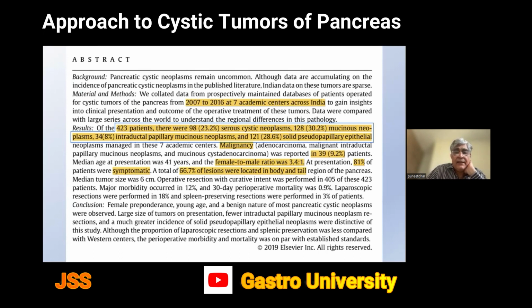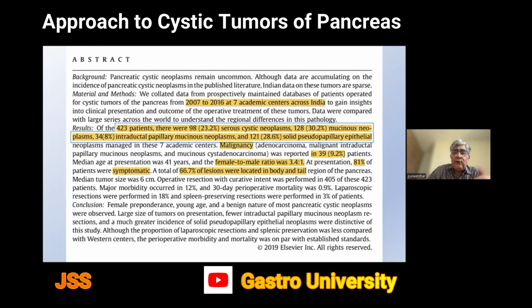So just to give you an idea about the distribution, this is the operative ones. So even despite knowing all these things, a quarter of them turned out to be serous cystic neoplasms, 30% were mucinous, and 28% were IPMNs, and one of the largest groups was actually the solid pseudopapillary epithelial neoplasm. So it's very common and under-recognized.